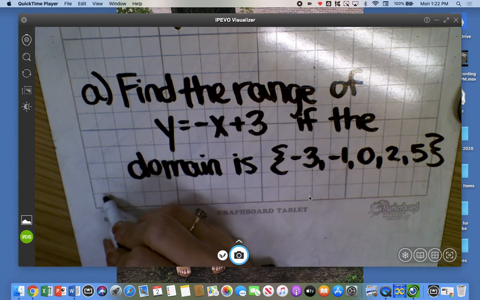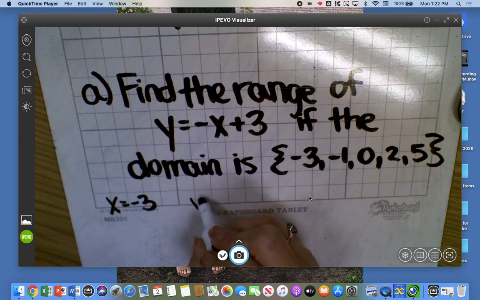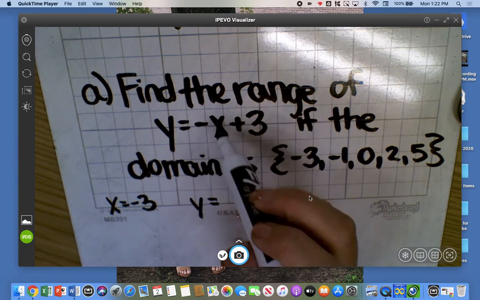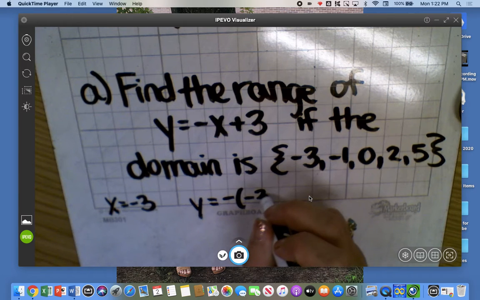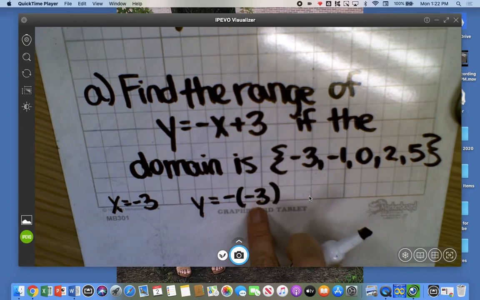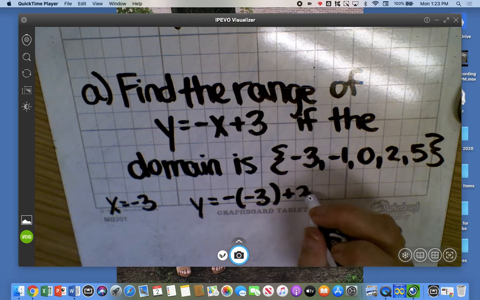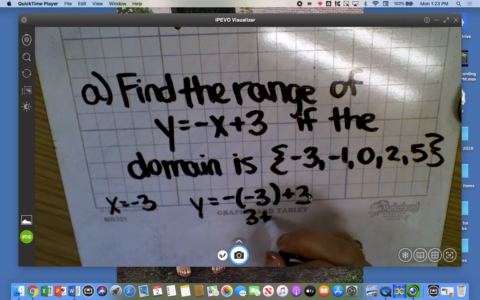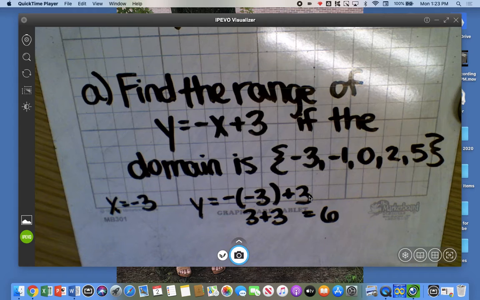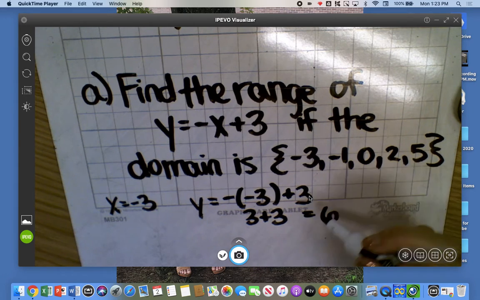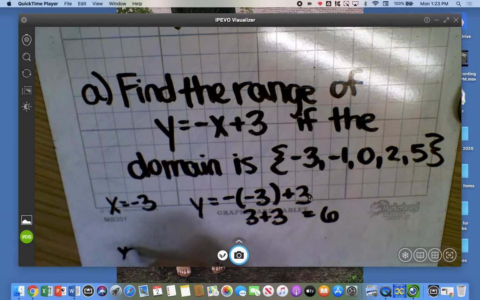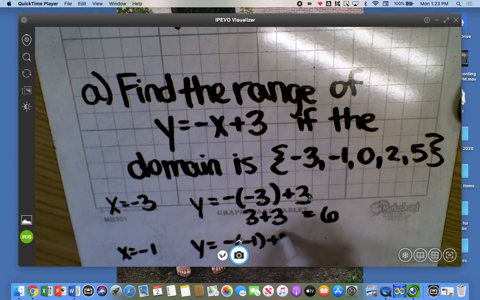When x equals -3, y would be equal to, we're simply taking those values and plugging them in. We already have a negative, but x is -3, plus 3. So 2 negatives would turn into 3 plus 3, which is 6. So for our range, this is our first number, 6. Then we do that for when x is -1. To save space, I'm going to write it this way. So our second value is 4.